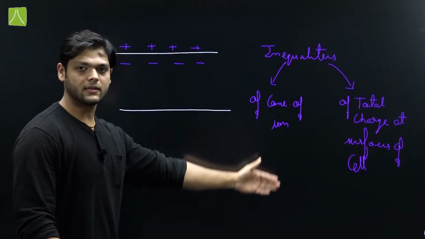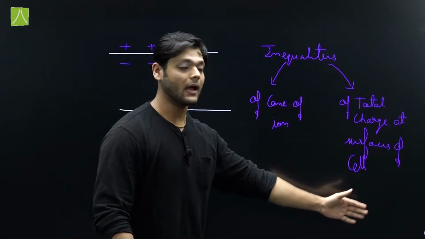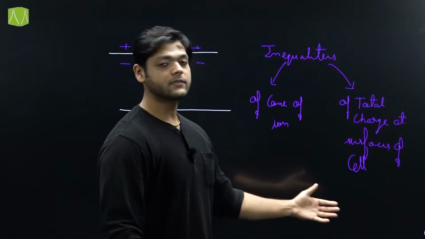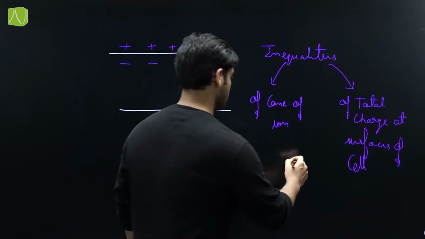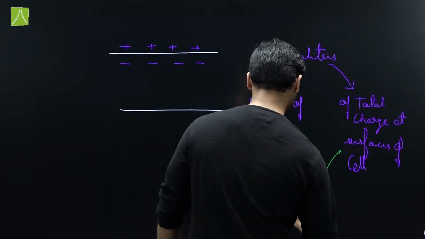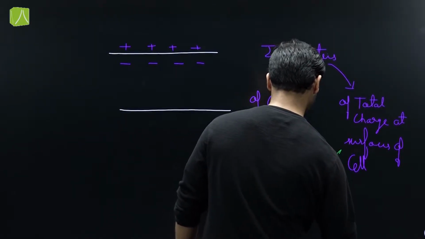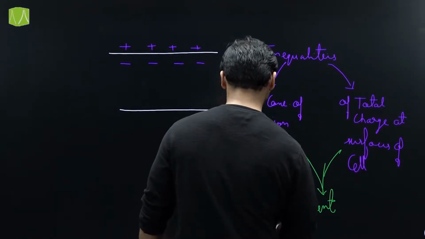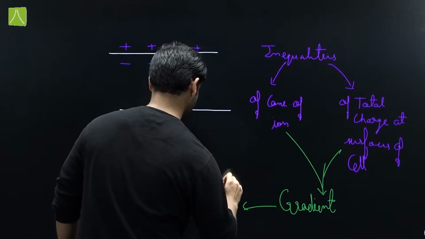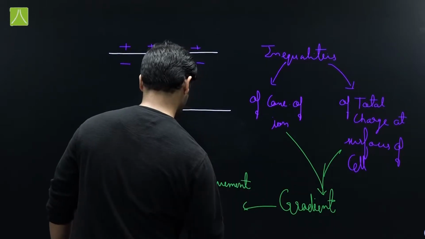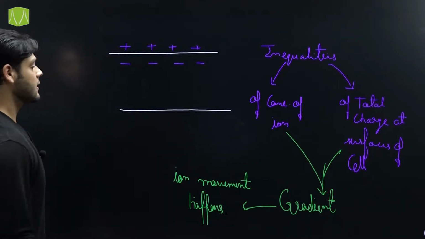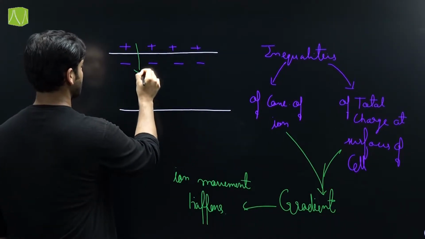This will cause the concentration gradient, this will cause the electrical gradient, and this gradient is finally responsible for ionic movement. Because of this gradient only, ions will move. So here we can say this will result in a gradient, and due to this gradient, ion movement happens. Now, the question is, can ions directly move through the cell membrane like this or like this?